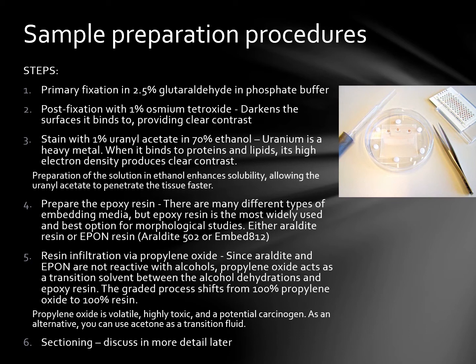And then number 3 is where we stain with usually uranyl acetate at 1% in 70% ethanol, because this will help with the solubility of the uranyl acetate and prevent some precipitation from forming, and it also helps the uranyl acetate to penetrate the tissue faster. Uranium is a heavy metal. When it binds to proteins and lipids, its high electron density produces a clear contrast within the sample.